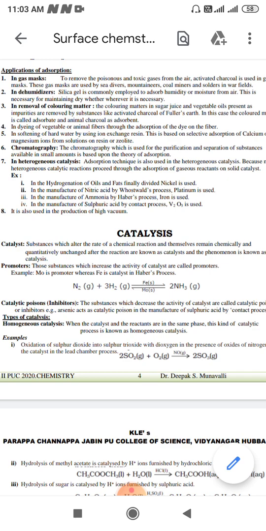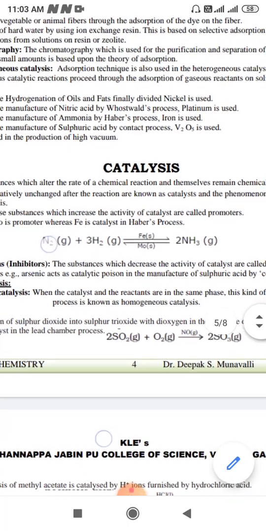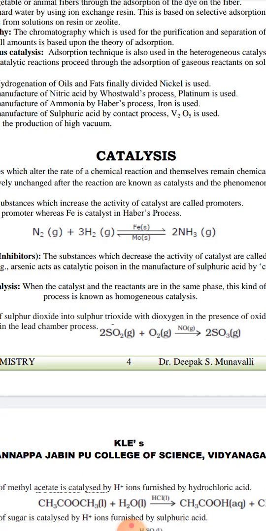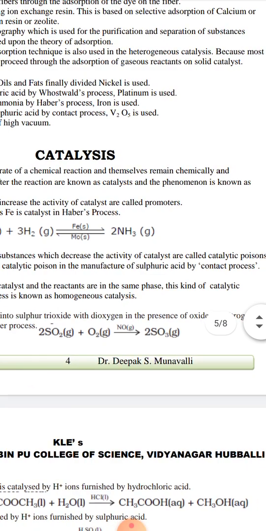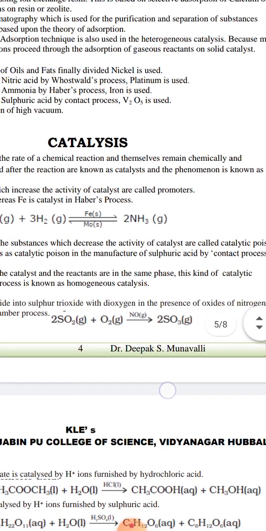The example given for homogeneous catalysis is the oxidation of sulfur dioxide into sulfur trioxide in the presence of nitric oxide. There you can see that sulfur dioxide is in the gaseous state, oxygen is also in the gaseous state, as well as nitric oxide, which is used as a catalyst. Nitric oxide is also in the gaseous state. All three, two reactants and one catalyst, are in the same physical state, the same phase. Such a catalyst is called a homogeneous catalyst, and the phenomenon is called homogeneous catalysis.